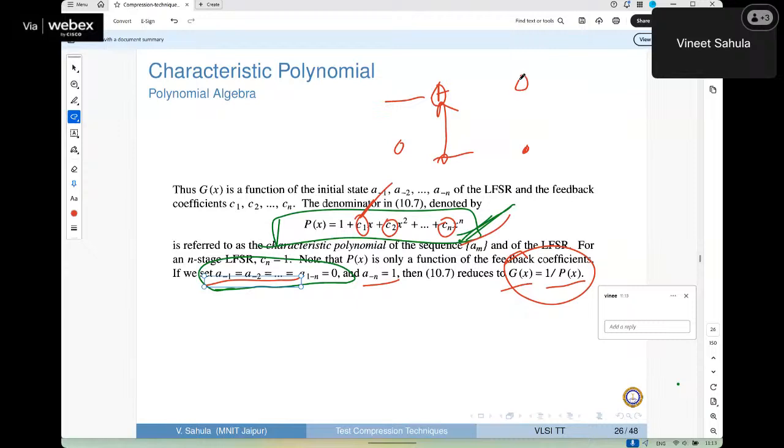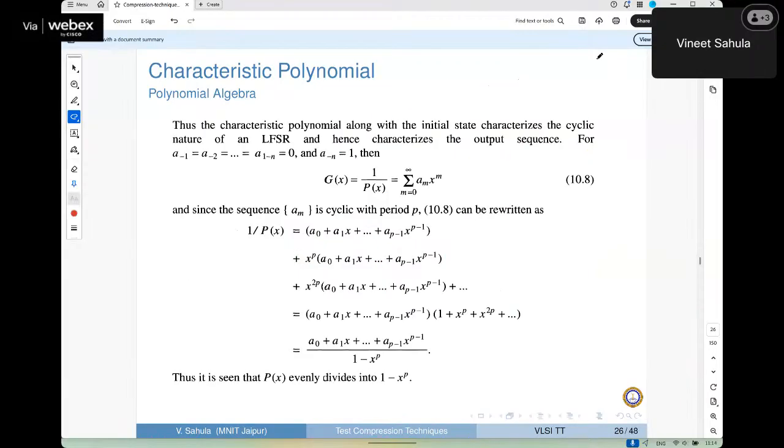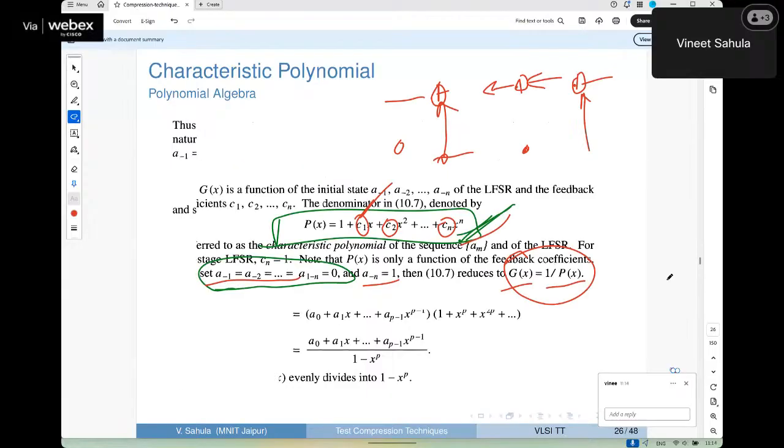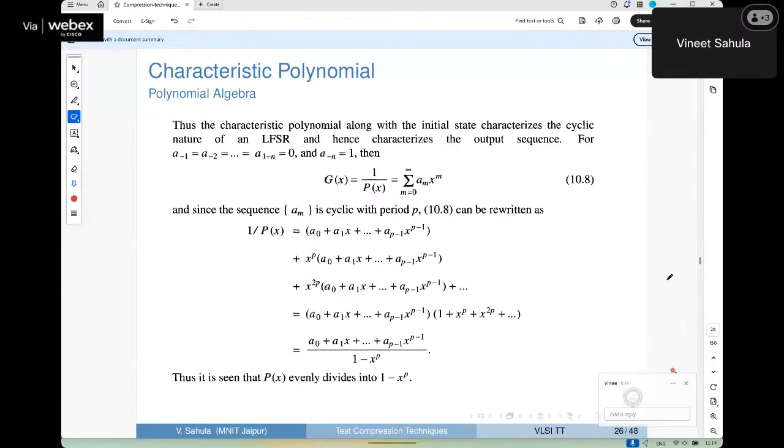If there is no C1, no connection. We'll keep going. And there is a connection. That's all. And it also shows that with a little more manipulation, if we expand 1 by Px, presuming there is a period P, the infinity expression I can keep opening in the highest power of P minus 1.